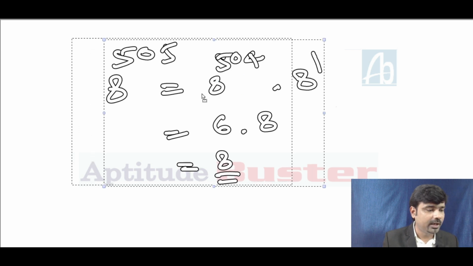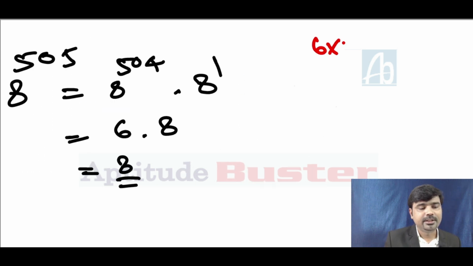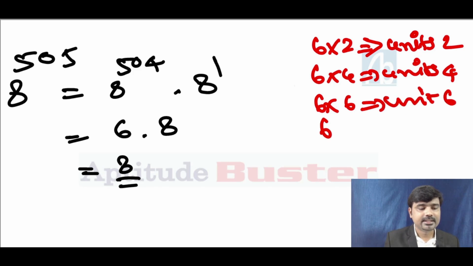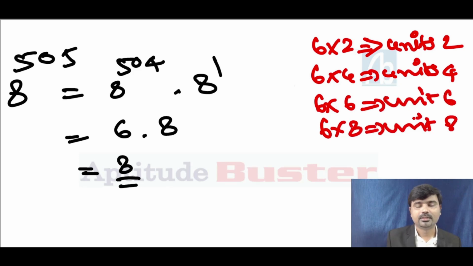One more thing you need to understand: if I multiply 6 into 2, unit space 2. 6 into 4, unit space 4. 6 into 6, unit space 6. 6 into 8, 8. 6 into 2, unit space is 2.